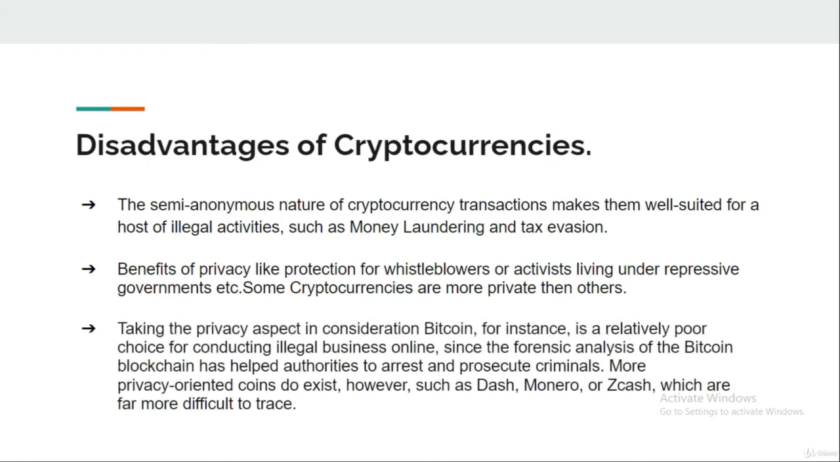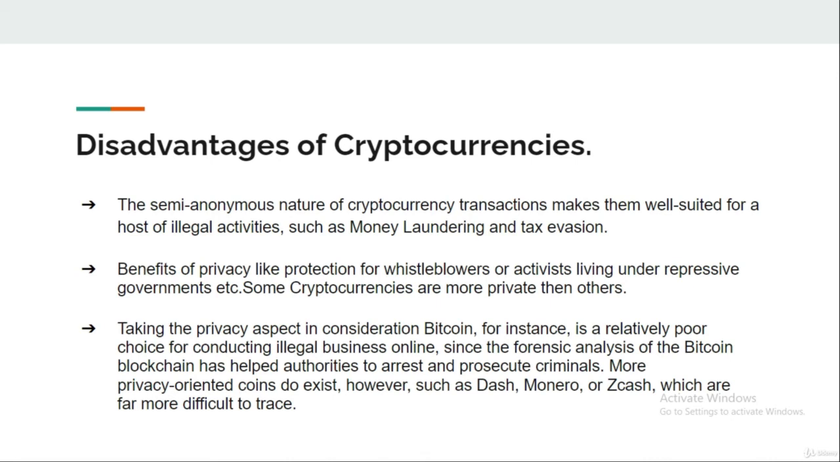Taking the privacy aspect into consideration, Bitcoin, for instance, is a relatively poor choice for conducting illegal business online. As we discussed earlier, forensic analysis of the Bitcoin blockchain has helped authorities to arrest and prosecute criminals. More privacy oriented coins do exist, however, such as Ethereum, Dash, Monero, or Zcash, which are far more difficult to trace, but still the majority of illegal transactions are implemented in the form of Bitcoins. Those were the advantages and disadvantages of cryptocurrencies.